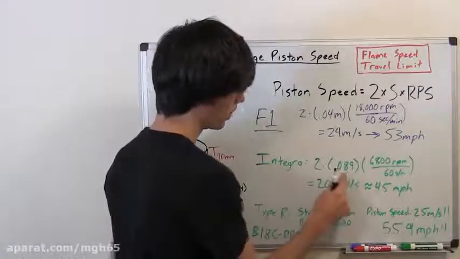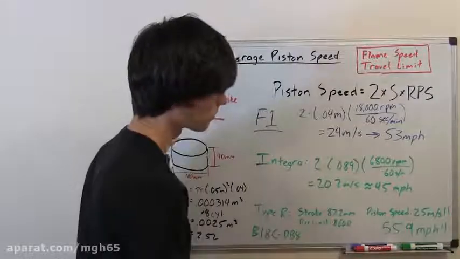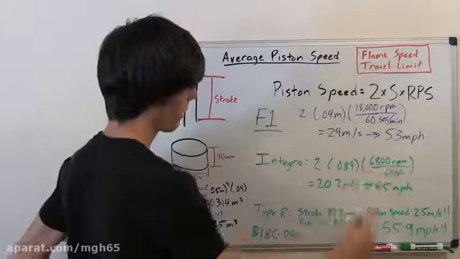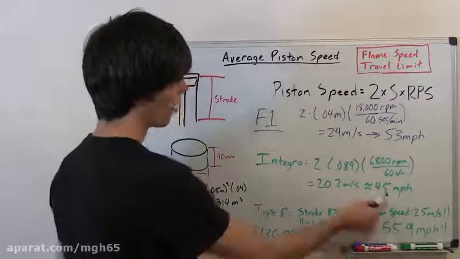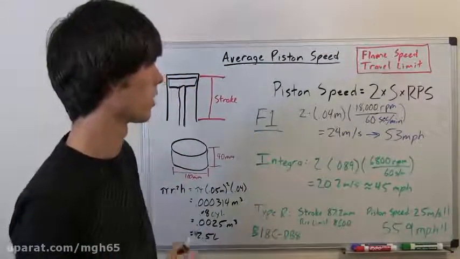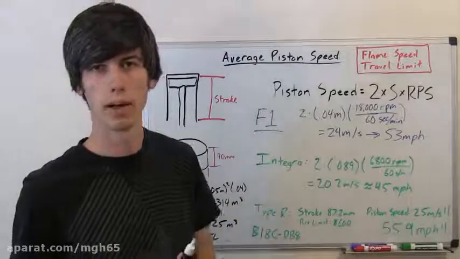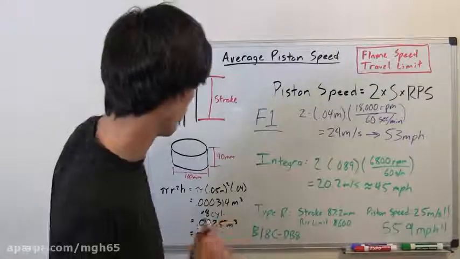So we've got 2 times the stroke of my engine, which is 89 millimeters, and the red line is about 6,800. So do the math there, multiply those across, you get a speed of 20.2 meters per second, or 45 miles per hour. That really isn't too much different from a Formula 1 car. So you guys can see why I chose the vehicle I did for my daily driver. It's pretty much like a Formula 1 car, just driving around town.